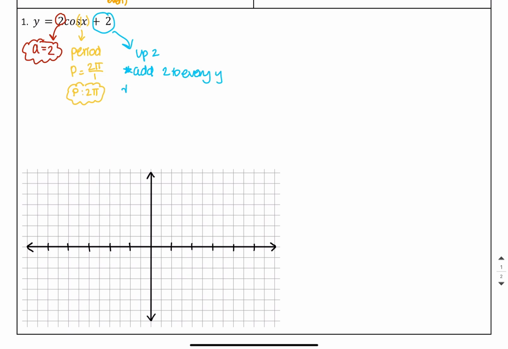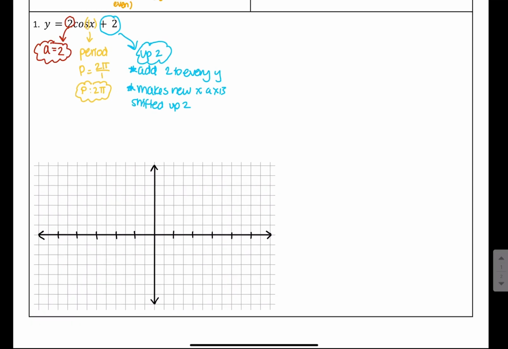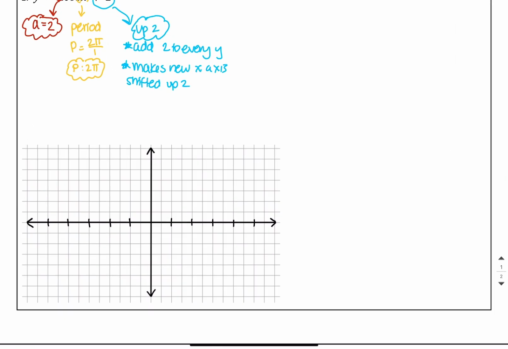What I really want to consider is that it makes the new x-axis shifted up 2. So I'm going to keep that in mind when I'm drawing my new x-axis. To start, I'm going to scale the graph, so that's going to be my first step.